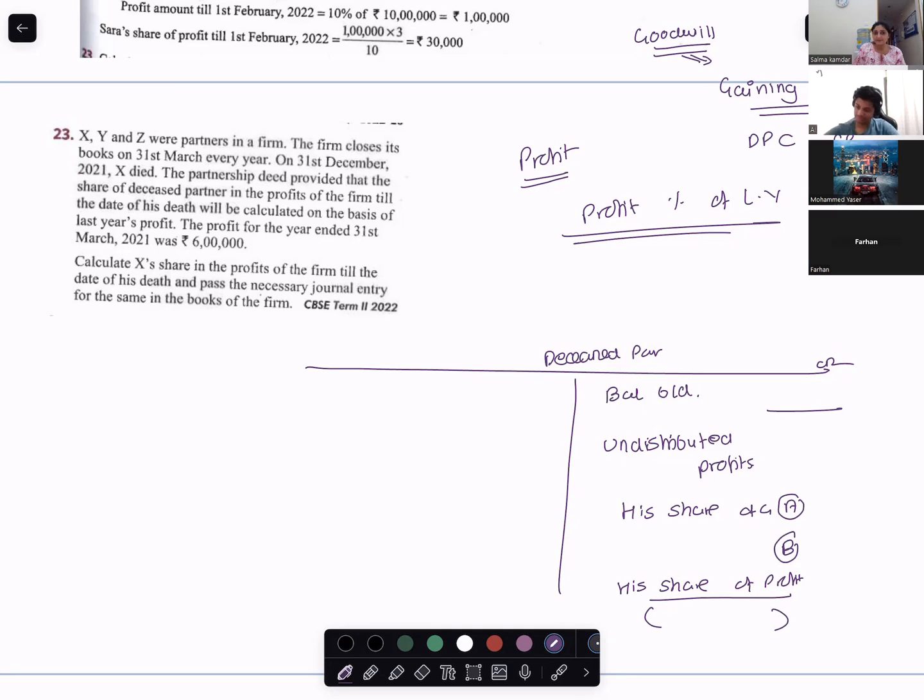Suspense account. But the profit and loss share goes to the profit and loss suspense account. How do we calculate his share of profit? Can you tell me how we calculate his share of profit?